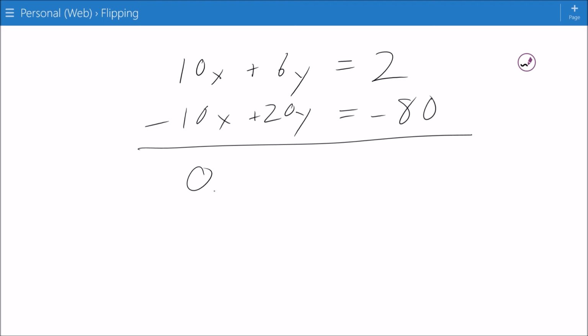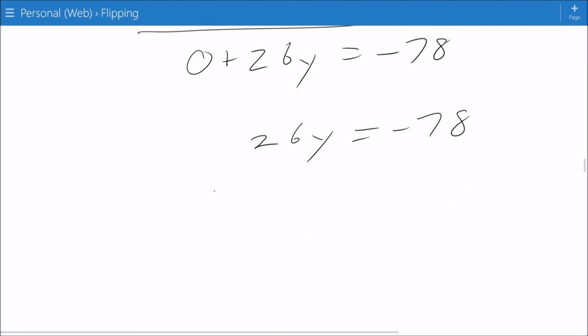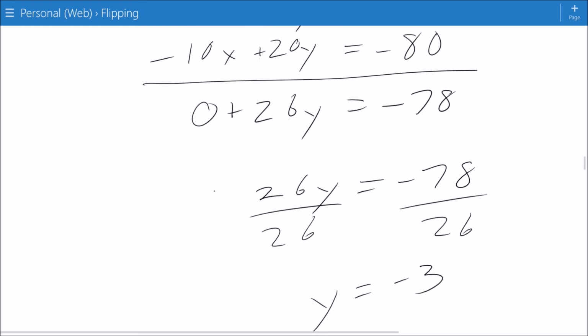20y plus 6y gives me 26y, and 2 and 80 give me negative 78. So 26y is equal to negative 78. I can divide both of those by 26. I'm left with y equals negative 3.